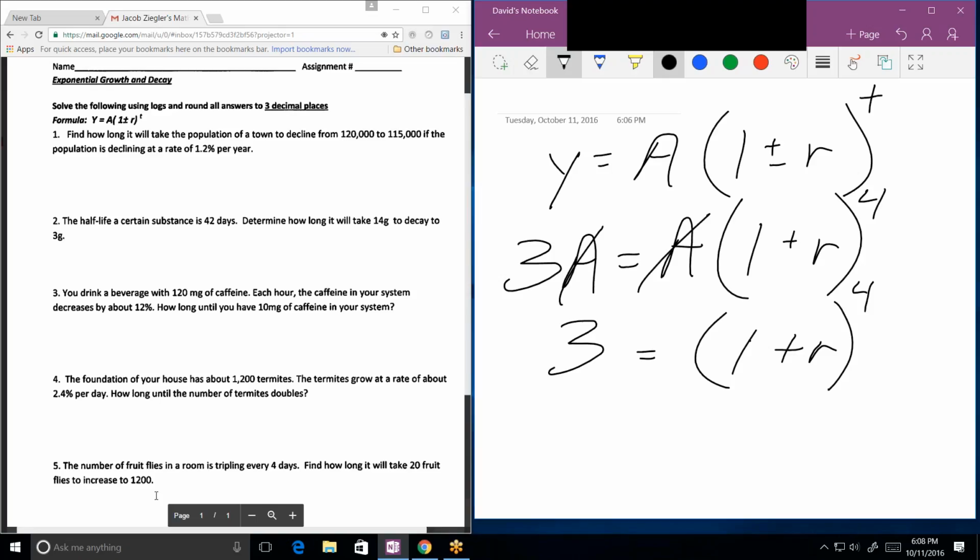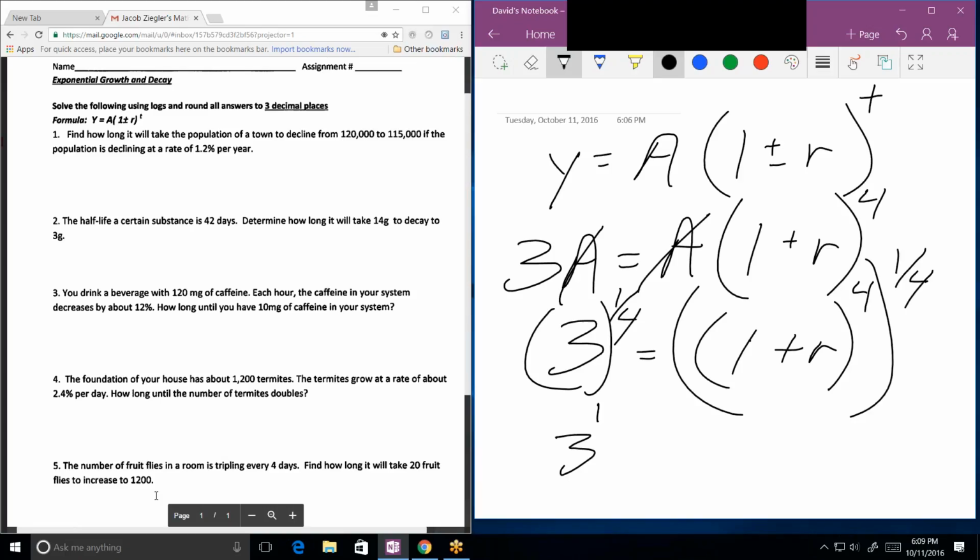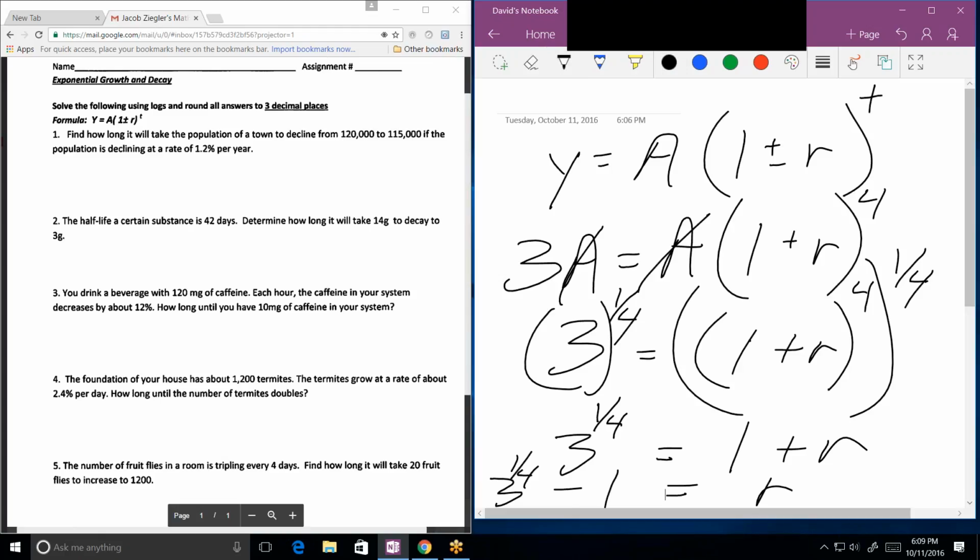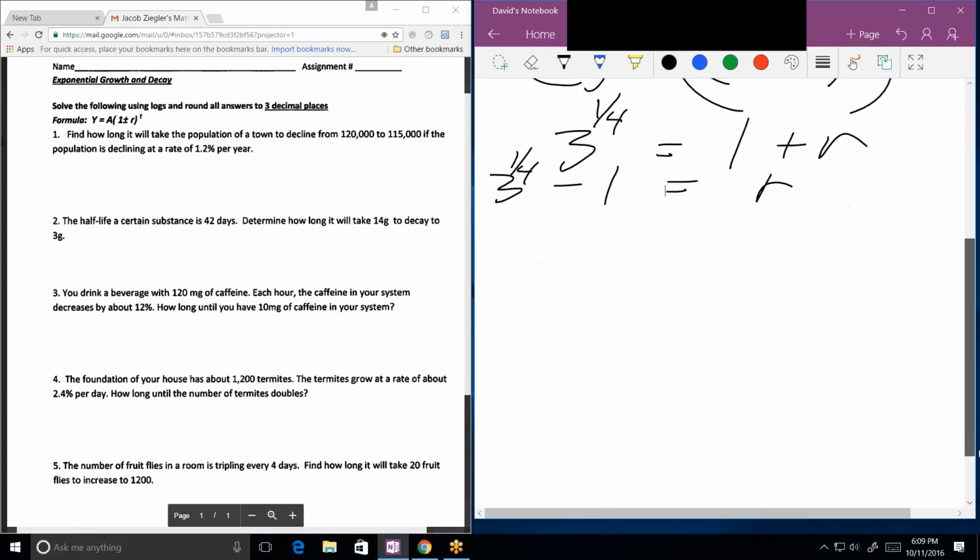Well, again, this solution is to take the 4th root of both sides. And now we have 3 to the 1/4 power is equal to 1 plus R. So R is equal to 3 to the 1/4 power minus 1. With me? Yep. Now let's answer their question.